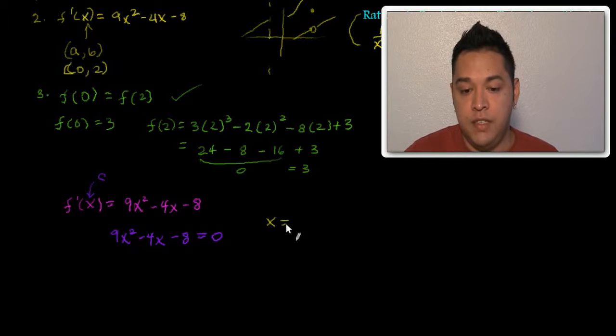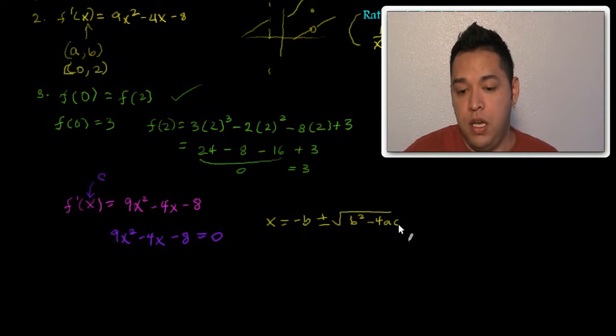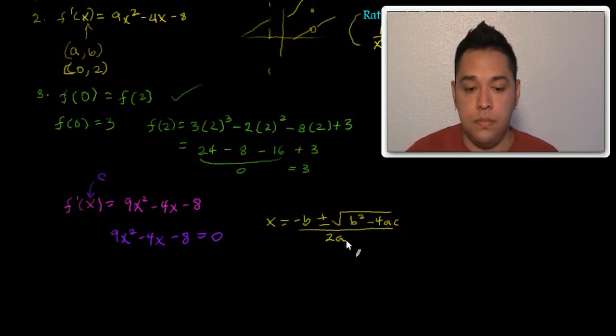You can find the x value if you plug into negative b, plus or minus the square root of b squared minus 4ac, divided by 2a, where this coefficient is a, so 9 would be a, b is -4, and c would be -8.